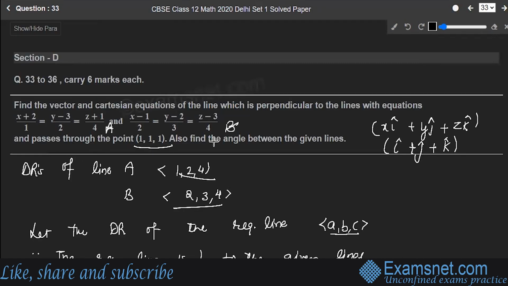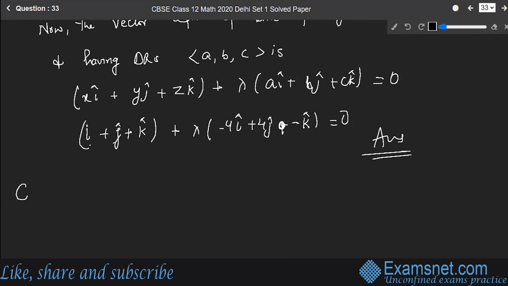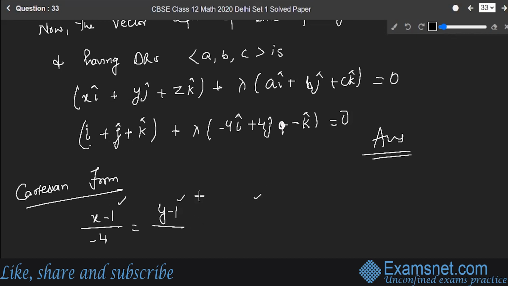Naturally, it is asking us two things. We have to find the vector and the Cartesian equation. We got the vector equation for the line. This is the vector equation for the line. Let's go for the Cartesian form also. So the Cartesian form is given by (x minus 1) upon minus 4 is equal to (y minus 1), because it is passing through the point 1, 1, 1, upon 4, since ABC was equal to minus 4, 4 and minus 1, is equal to (z minus 1) upon minus 1. This is the Cartesian form.